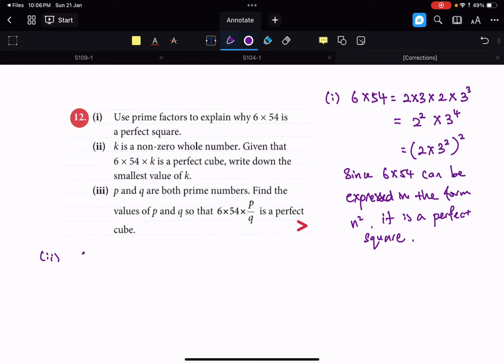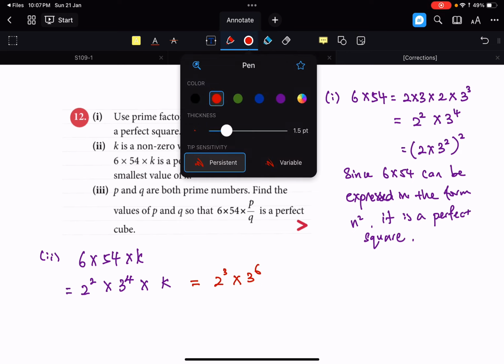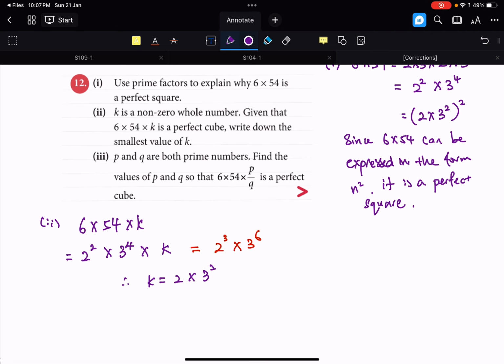So here we go. 6 times 54 times k is actually the same as 2 to the power 2 times 3 to the power 4 times k, right? So what happened is, if we want to make this a perfect cube, this has to be equivalent to 2 to the power 3 times 3 to the power 6. So just by comparing, we can figure out that therefore k is equal to 2. I need a copy of 2 so that 2 squared can become 2 cubed, and 2 copies of 3 to make 3 to the 3 squared, resulting in 18.